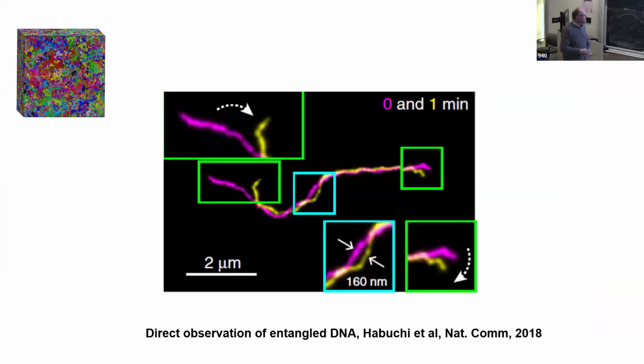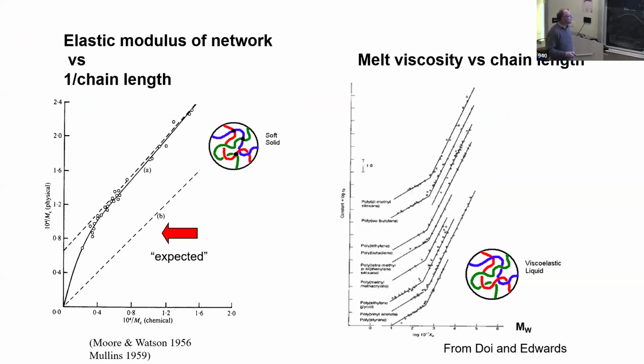And that this picture works, you can see here from a direct observation of entangled DNA. This DNA is fluorescently marked, and you see it at 2 different times, and you see that it moves up and down, and especially that it can only resolve new space, so to speak, from the chain ends. Where the chains go out of a tube, it can pull back and go in a different direction. For DNA, you can directly observe this, and this also explains, for instance, the typical viscosity behavior.